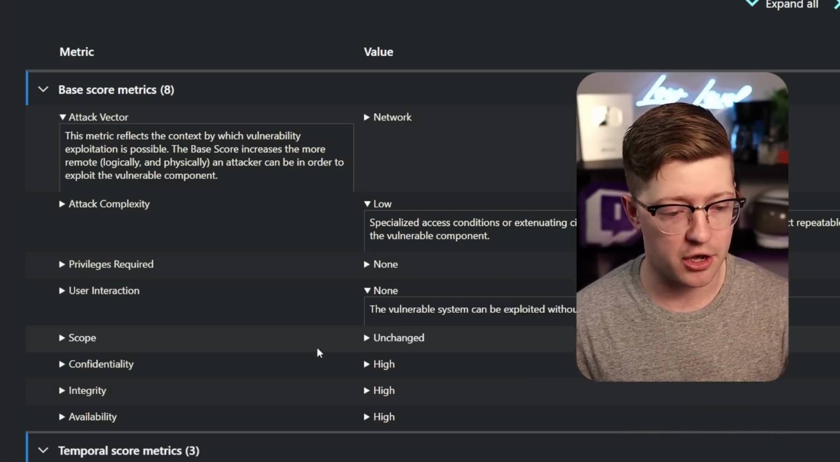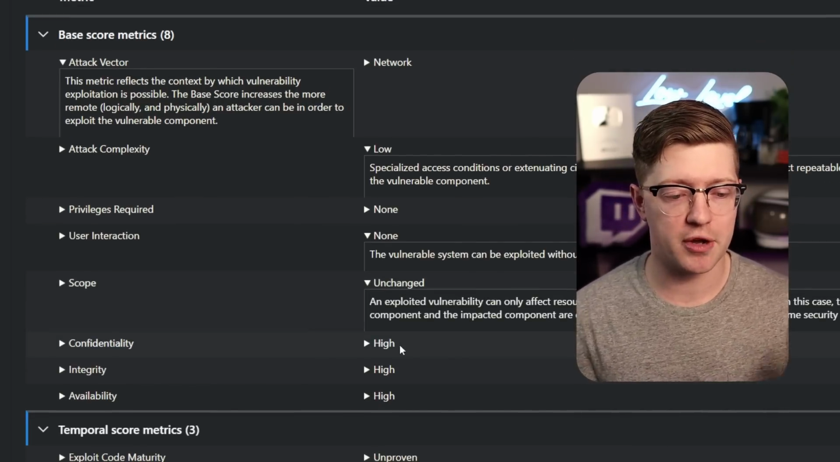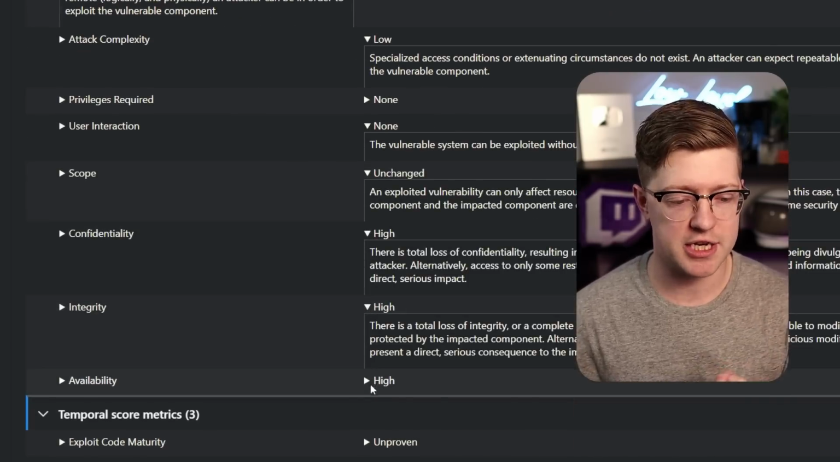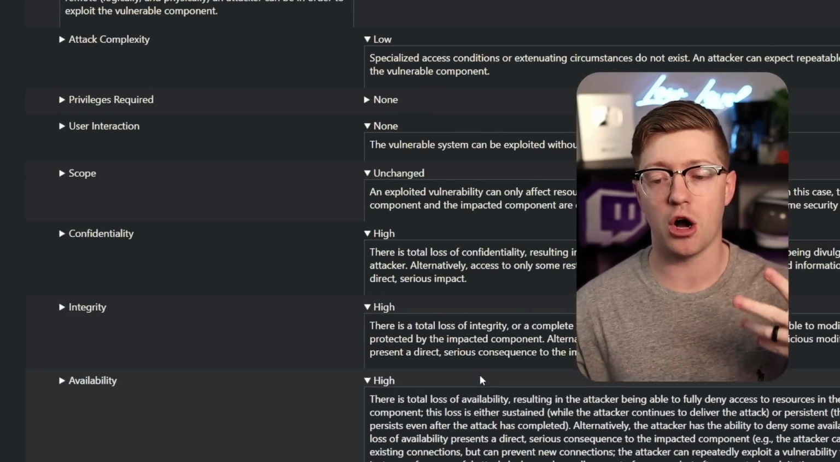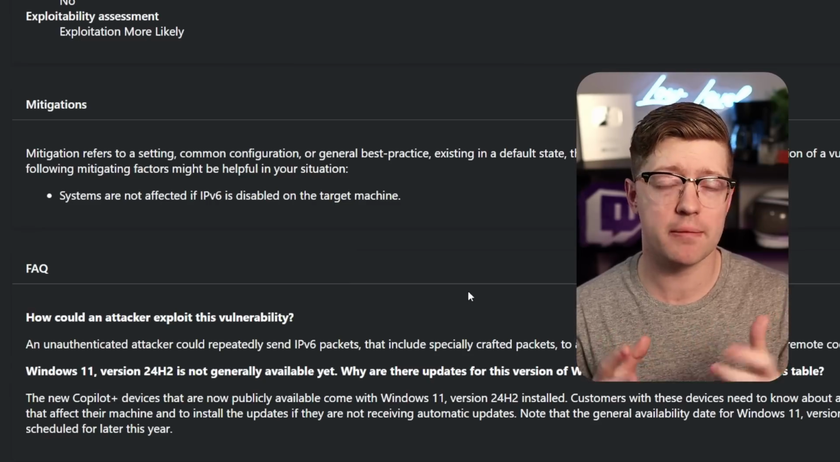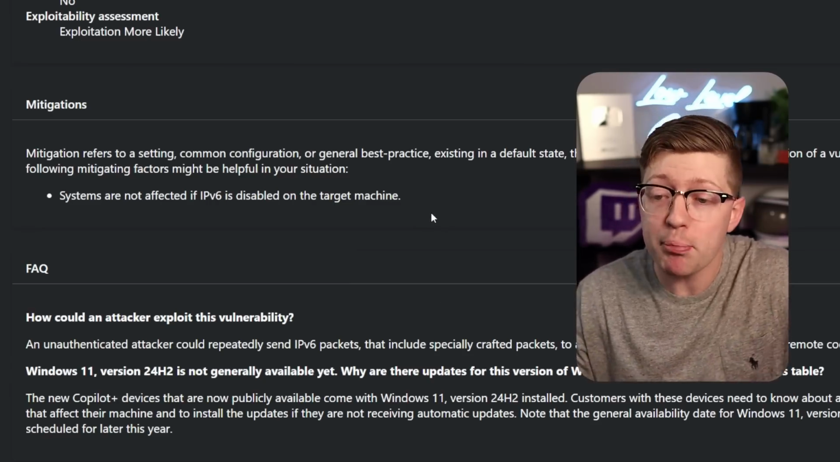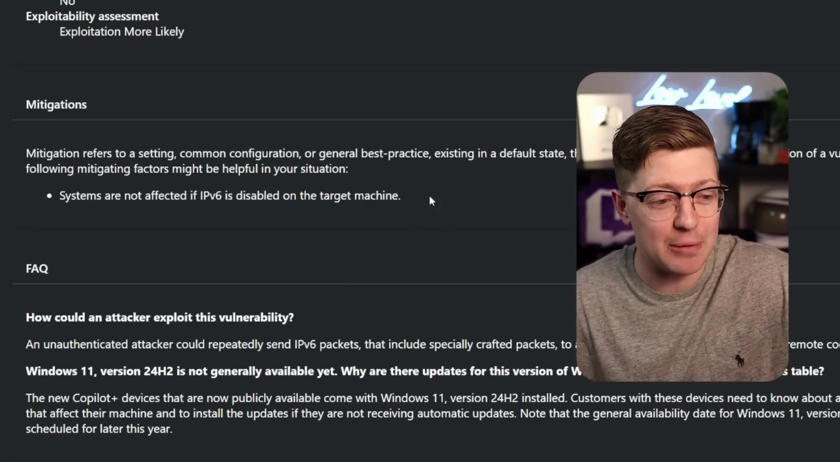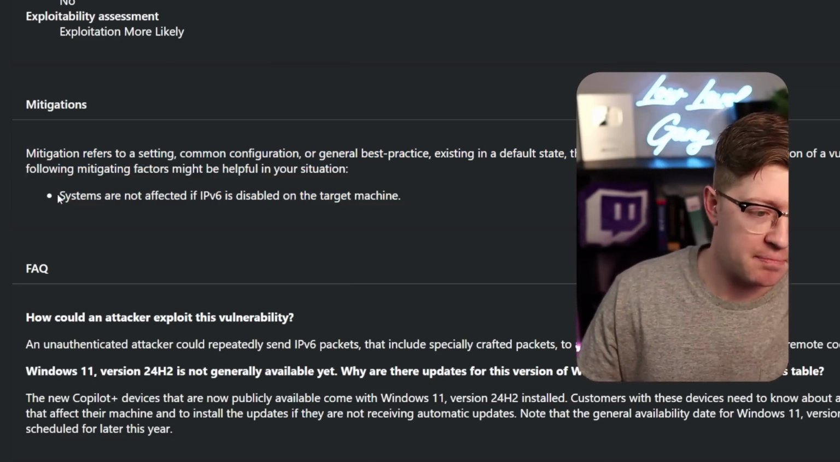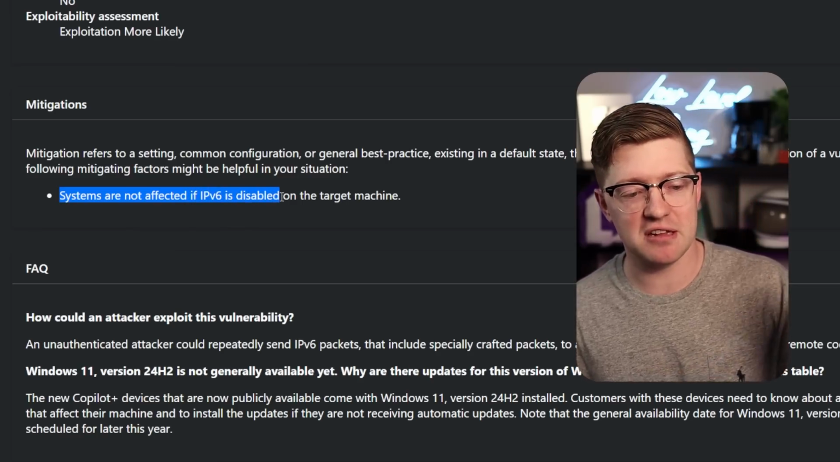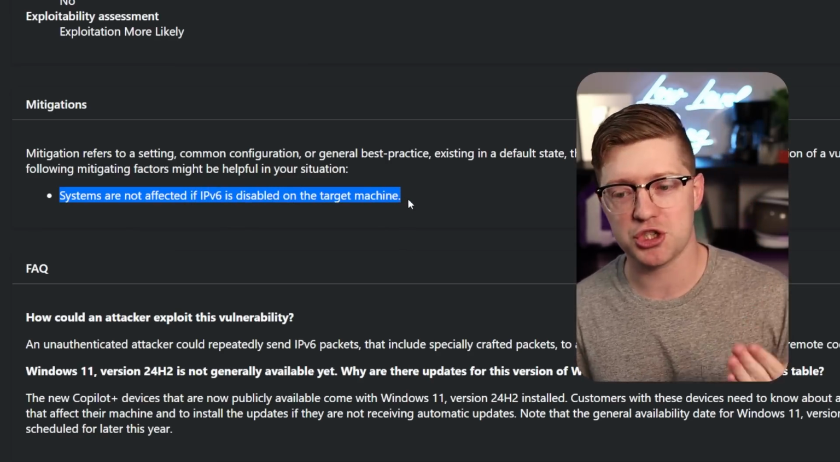The answer is none. There is no change in scope in the vulnerability, and confidentiality, integrity, and availability of the system are all highly impacted. There's not a ton of detail about how this exploit is actually exploited, but we can get a pretty good guess of how we get there by reading the following mitigations. Systems are not affected if IPv6 is disabled on the target machine.